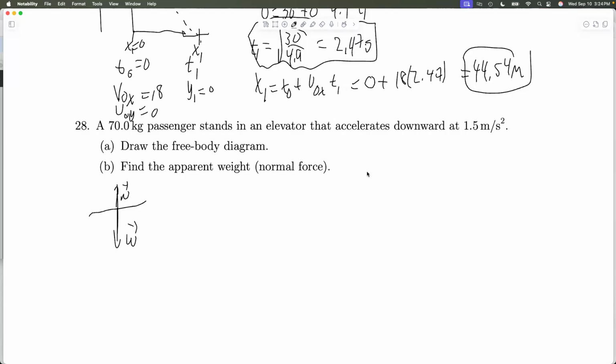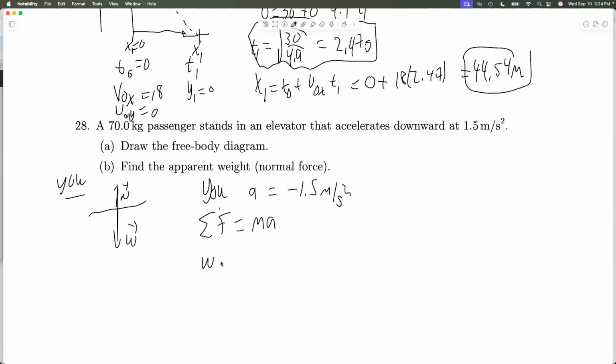You are accelerating at the same speed or same acceleration as the elevator. So forget about the elevator. You have an acceleration of negative 1.5 meters per second squared. The sum of the forces on you, this is you we're talking about here, must equal your mass times your acceleration.